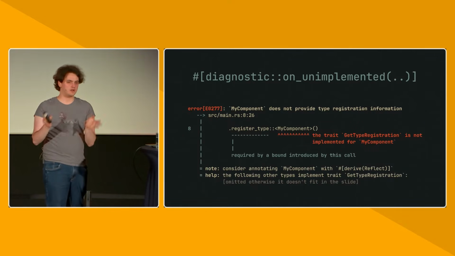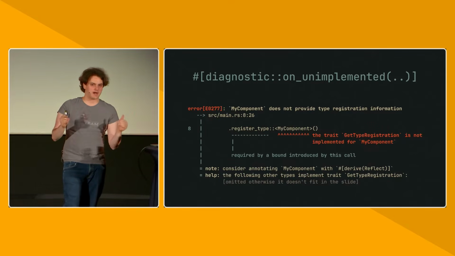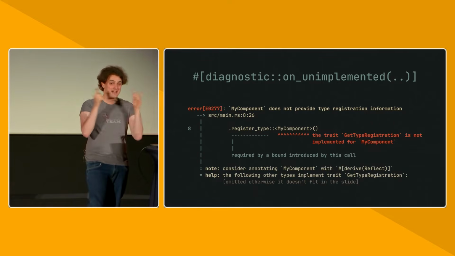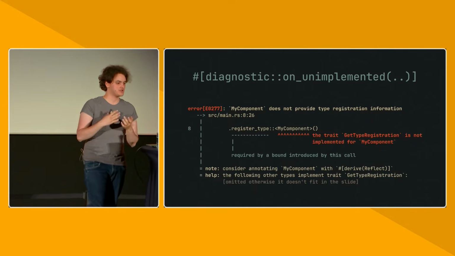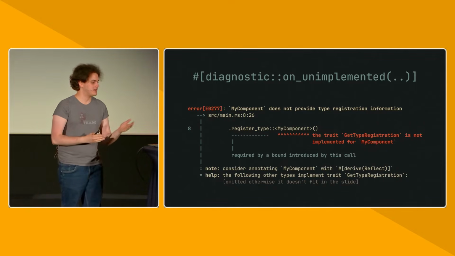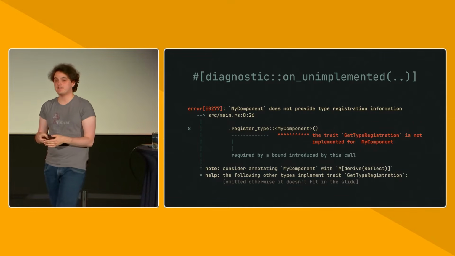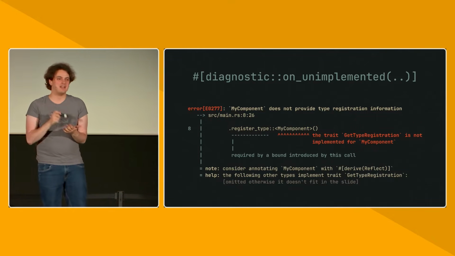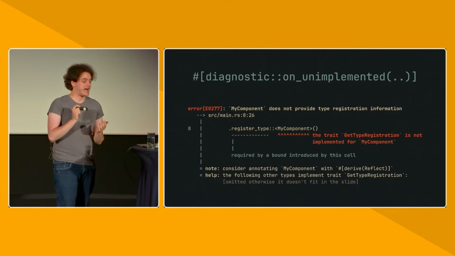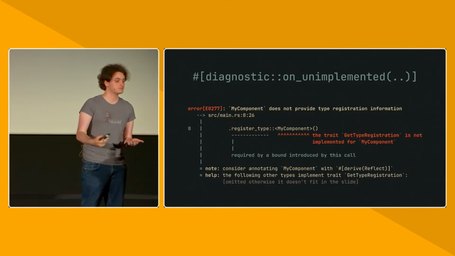But with diagnostic::on_unimplemented, library authors can customize every part of the error message that they display to the user. Not only can they change the message of the error, so in this case, "MyComponent does not provide type registration information", they can also add custom notes. Below, you can see "consider annotating MyComponent with derive Reflect", which is something specific to Bevy. The compiler cannot figure that out, but since Bevy knows that is correct, having that line provides an invaluable help for new users of the library.